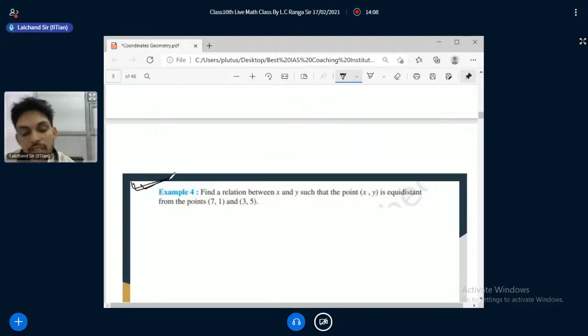So solve this question now. Question number 4. Find the relation between x and y such that point (x, y) is equidistant from points (7, 1) and (3, 5). Can you solve this question? Okay, try.